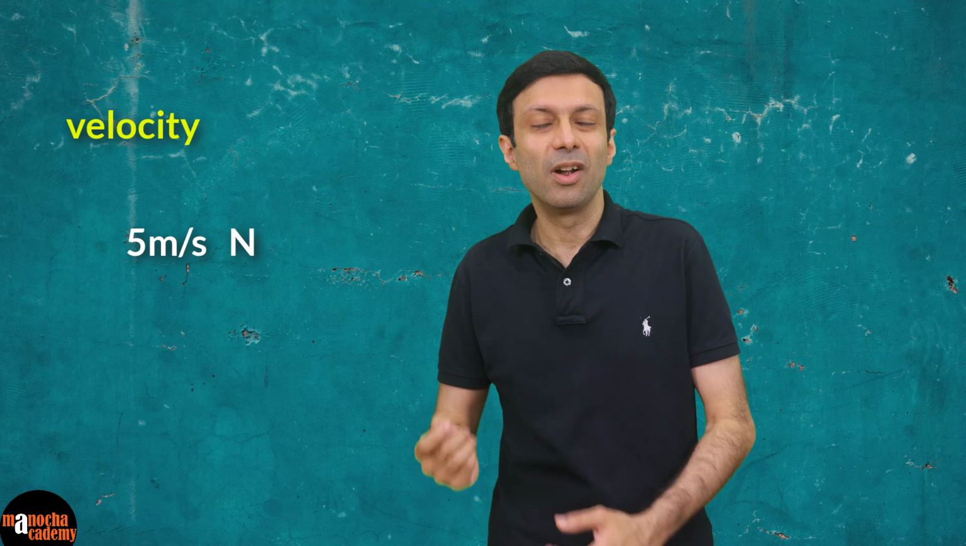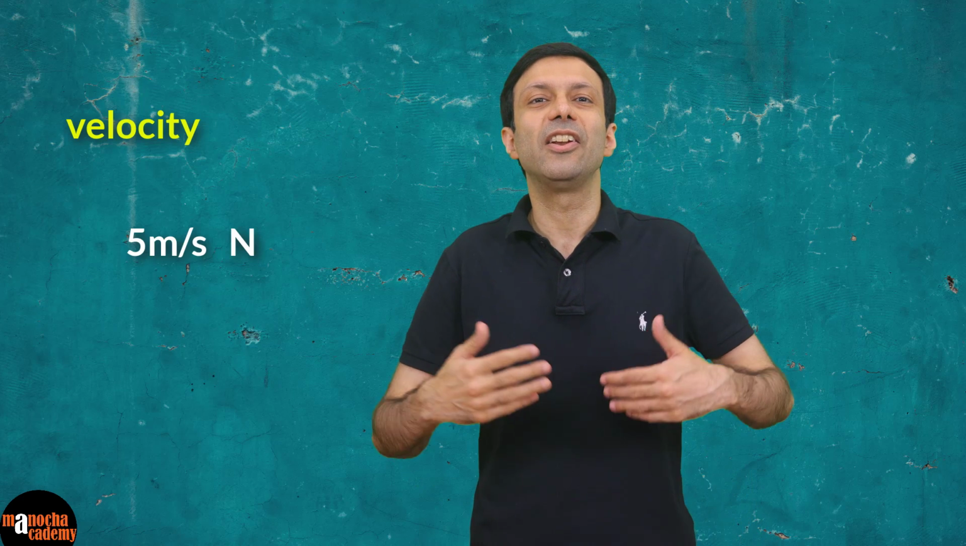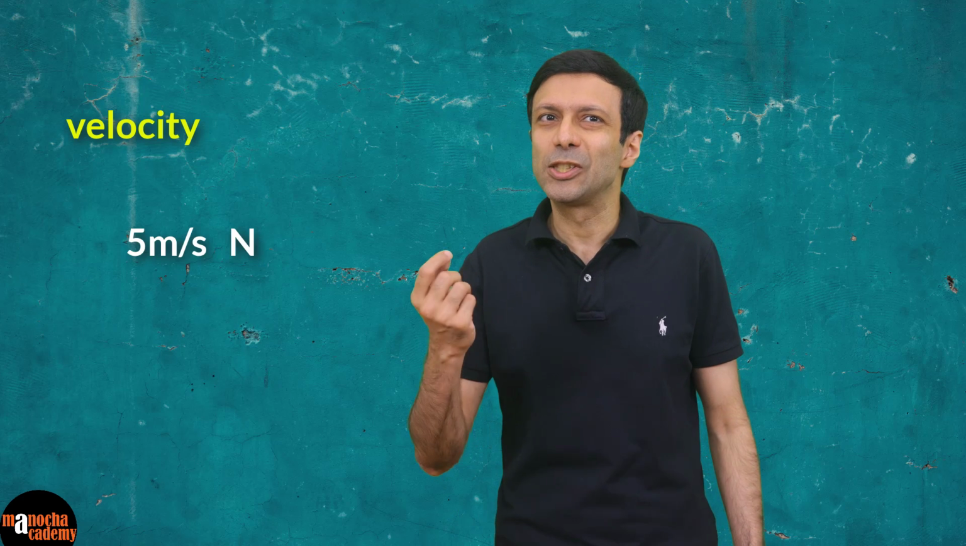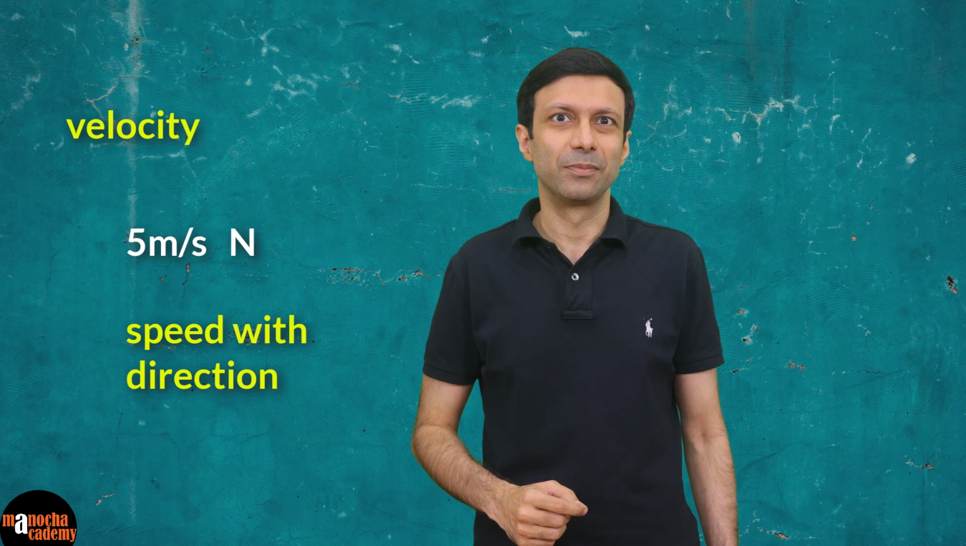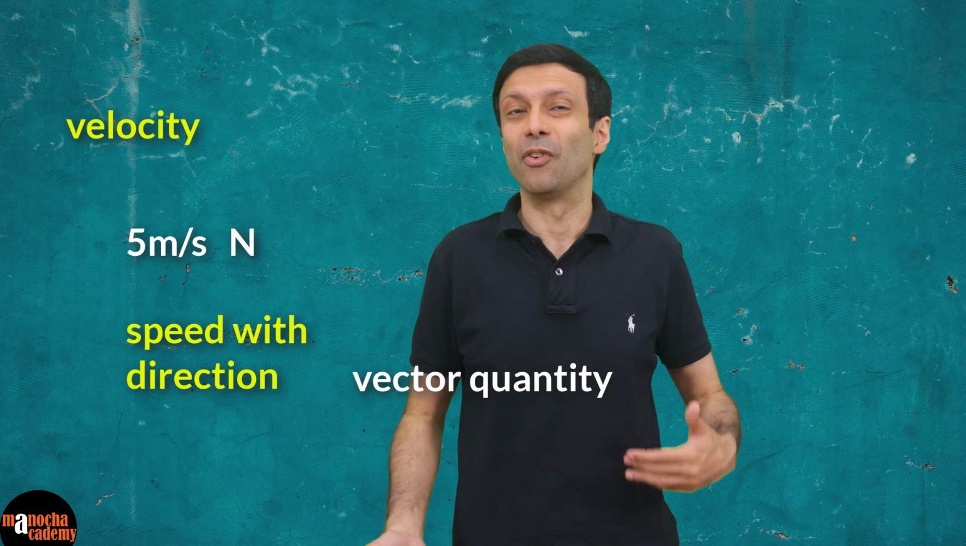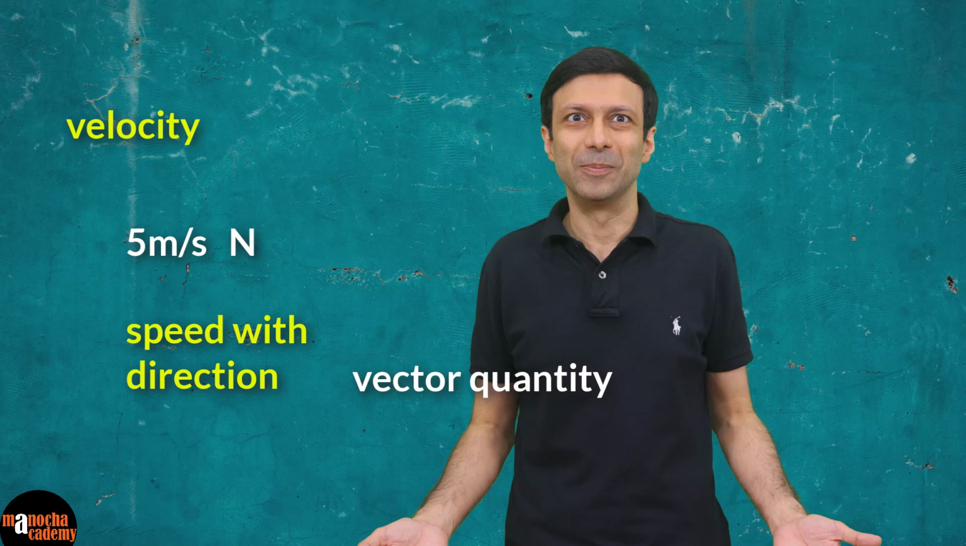For a moving body, if we give the speed and the direction in which it is moving, then we call it velocity. For example, we can say the velocity of a car is 5 meters per second towards the north. Here both the value, the magnitude, 5 meters per second and the direction north are specified. So we can say velocity is speed with direction. So velocity is a vector quantity. Again, easy to remember. V for velocity, V for vector.